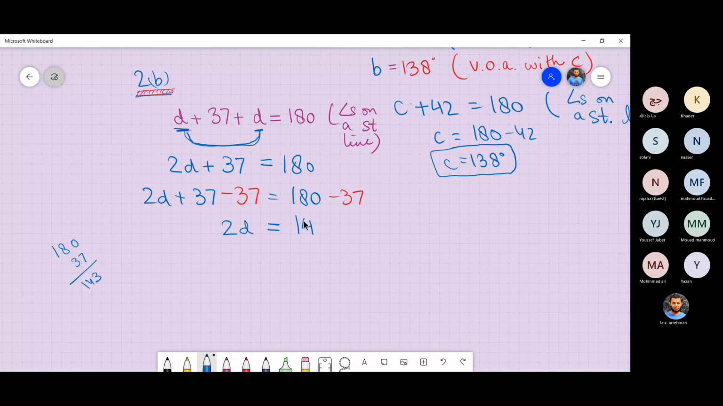Now, sir, the 2 will go. I divide 143 by 2D. You will not divide by 2D. You will divide by 2 only. So what will be your answer? 71.5. Correct. So this will be the answer for D.